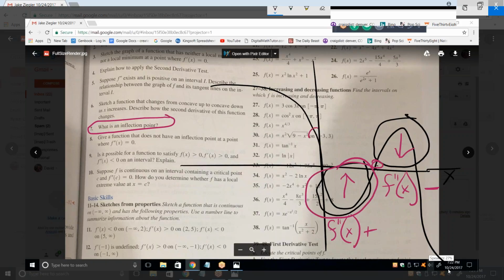And right here, notice that is concave down. This is concave up, therefore there must be a point in between that is the inflection point, where the second derivative would be equal to 0. Remember that the first derivative equals 0 is where you have local minimums and maximums. Second derivative equals 0, inflection points.